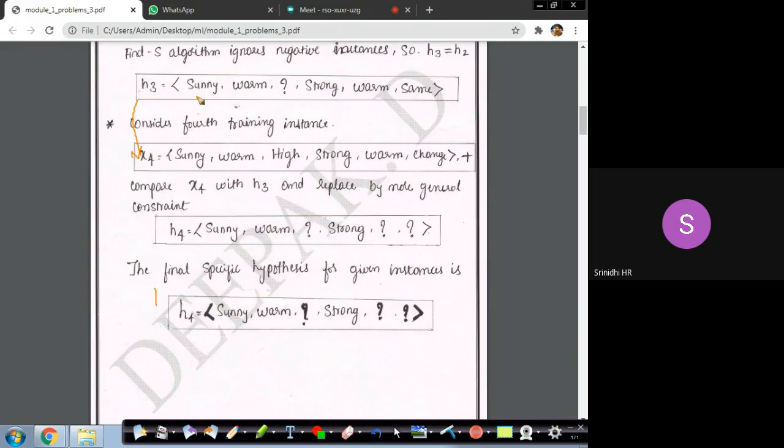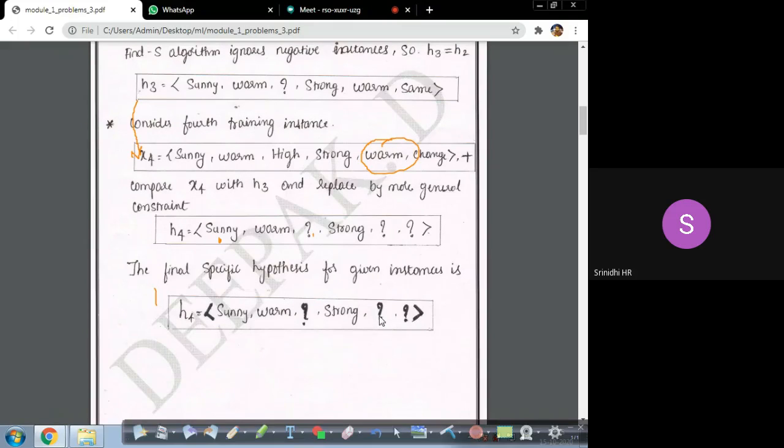So my first attribute is sunny, it is same. Next, warm, here I have warm. It is high and general, so I'll make it as general. Strong, I'll remain. Warm and warm. Okay, it is a positive example. Okay, I think it's not warm here. It is different. Let's go back to the question and see what is there.